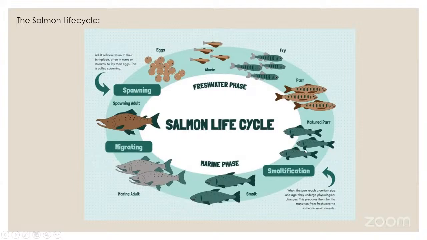Then the mature parr undergoes smoltification. What is smoltification? When the parr reach a certain size and age, they undergo physiological changes that prepare them for the transition from freshwater to saltwater environments. So the mature parr grows into smolt. The smolt stage happens in the marine phase, in marine water. The smolt then grows into a marine adult. Then they migrate.